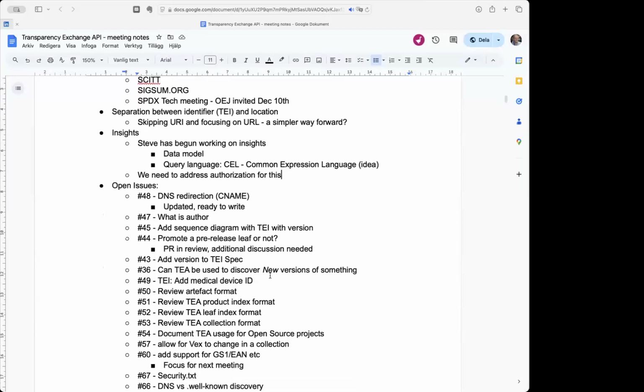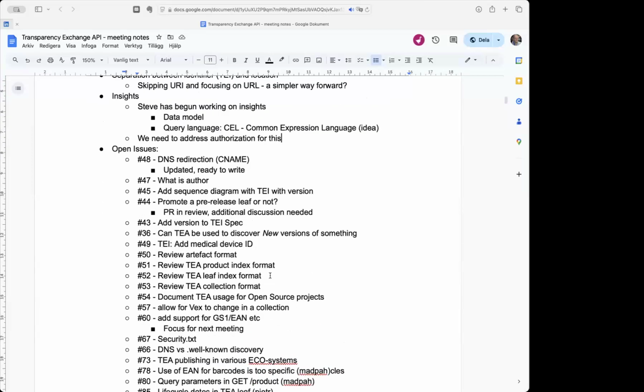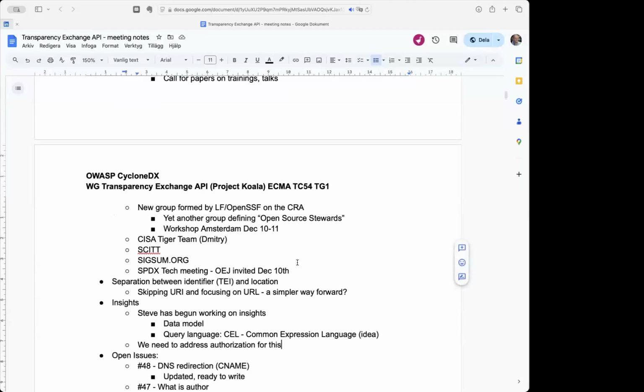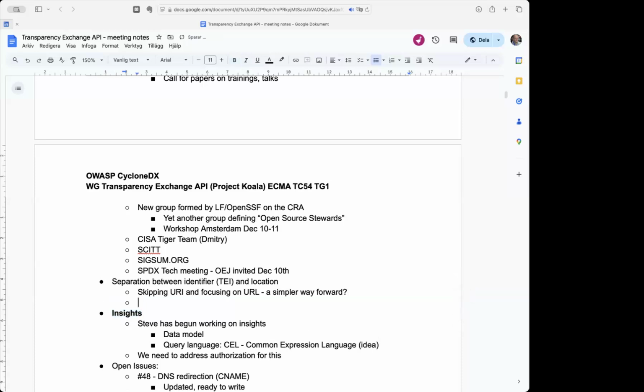Just before we move on, one question. Steve, you were talking about extending CEL. Does that mean something which is contributed back to the CEL project, or what? Possibly.